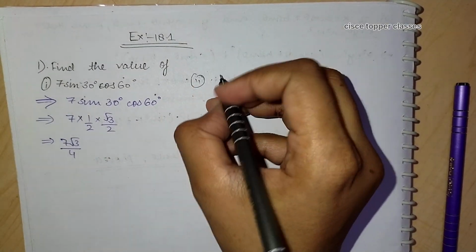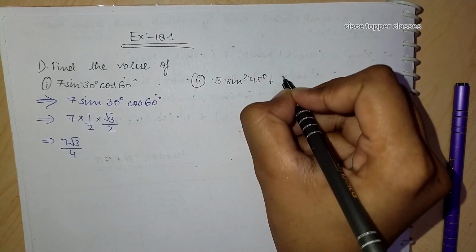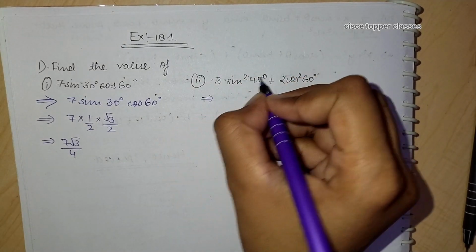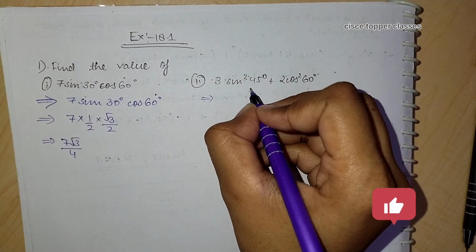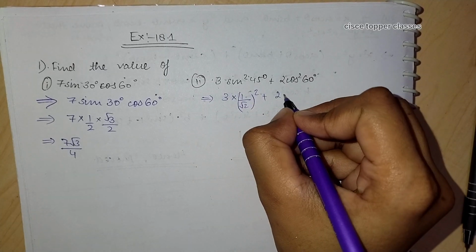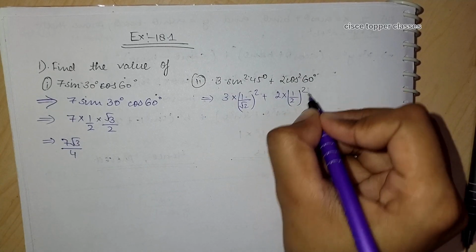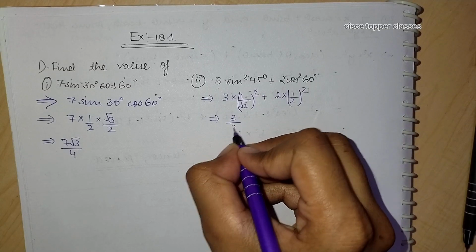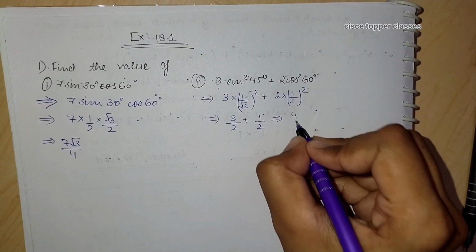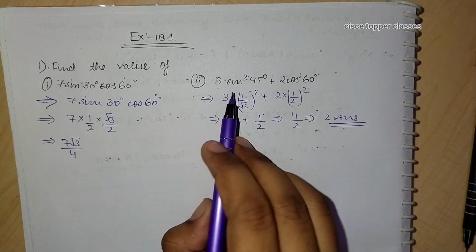Now the second part is 3 sin square 45 degree plus 2 cos square 60 degree. So if we write this part, we'll put the value of sin square 45, and we know sin 45 is 1 by under root 2. So 3 into (1 by under root 2) whole square plus 2 into cos square 60, which will be (1 by 2) whole square. So if we write this, this will be 3 by 2 plus 1 by 2. So 4 by 2, it will be 2. So the final answer of the second part is 2. So this is the answer of first and second part.